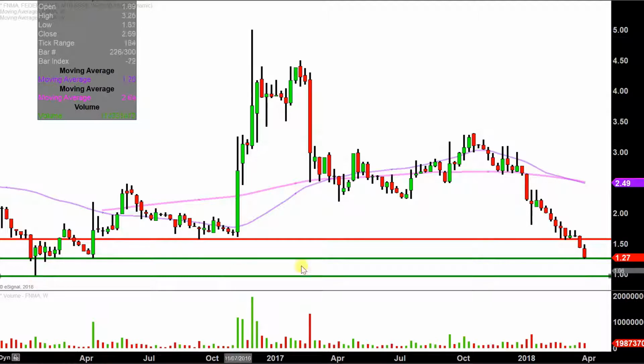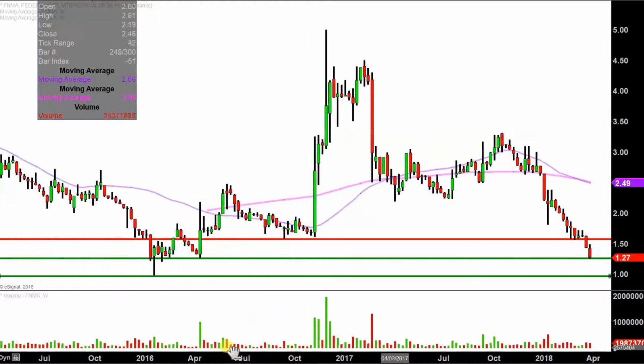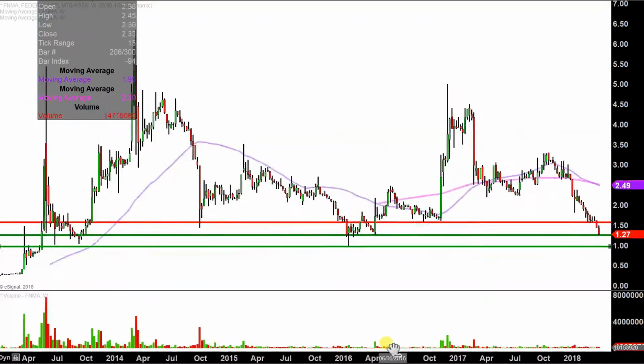And that sits down there at essentially $1. So if this $1.25-ish area cannot hold, I'm not saying it'll drop straight down to $1, but that is technically the next level of support, if this level continues on down. And if the price were to go down to $1, that would be the first time it's been down there in several years.